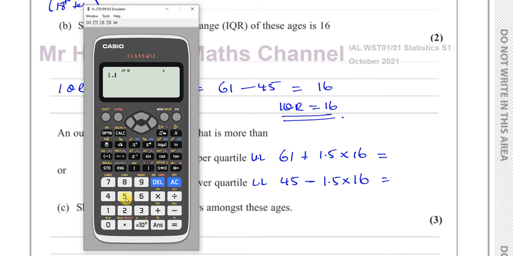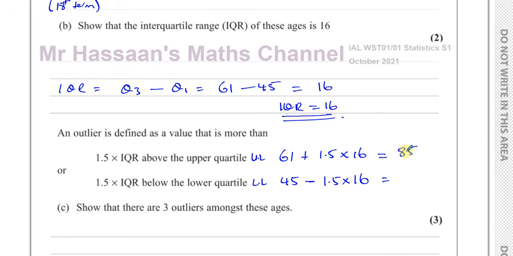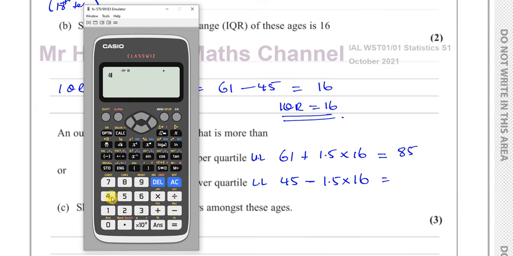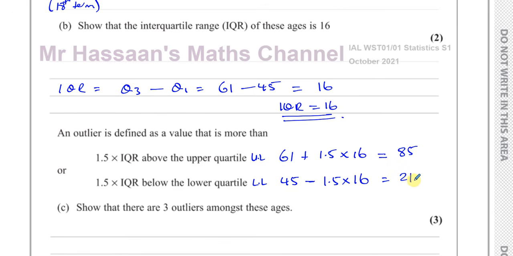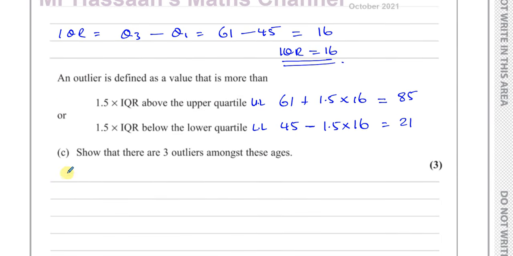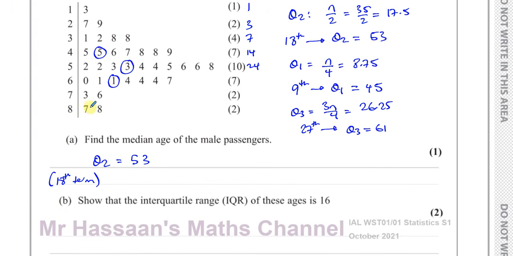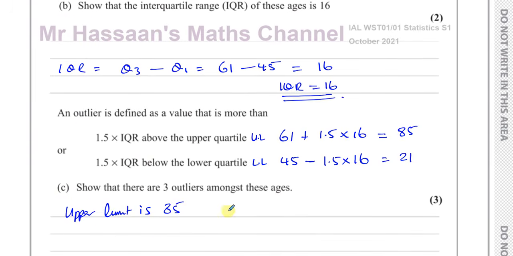So let's just work that out. 1.5 times 16 gives you 24. So it's going to be 61 plus 24, that's 85, and it's going to be 45 minus 24, which is 21. So 85 and 21 are the upper and lower limits. So we can say the upper limit is 85, and we can see that there are two numbers, 87 and 88. Therefore 87 and 88 are outliers, so that's 2 so far.